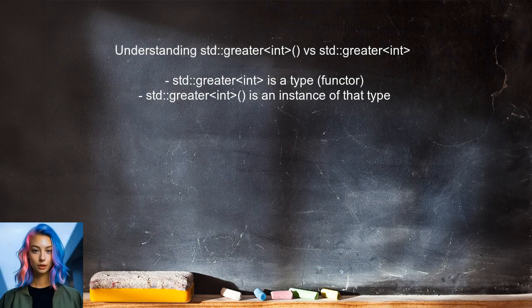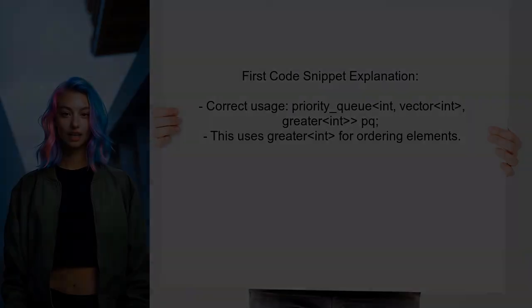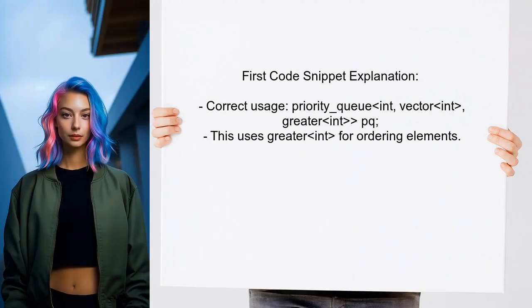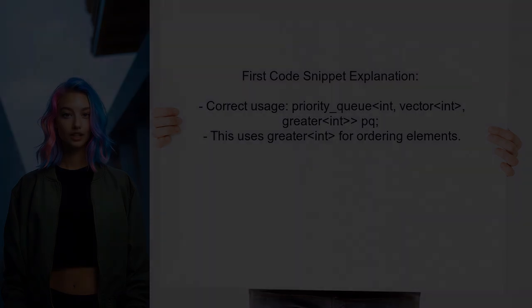To understand the difference between std::greater<int> and std::greater<int>(), we first need to clarify what each one represents. The user should note that greater<int> is a type. greater<int>() is an instance of that type. In the first code snippet, the user correctly uses std::greater<int> as the third template argument for the priority queue. This tells the priority queue to use the greater than comparison for ordering elements.